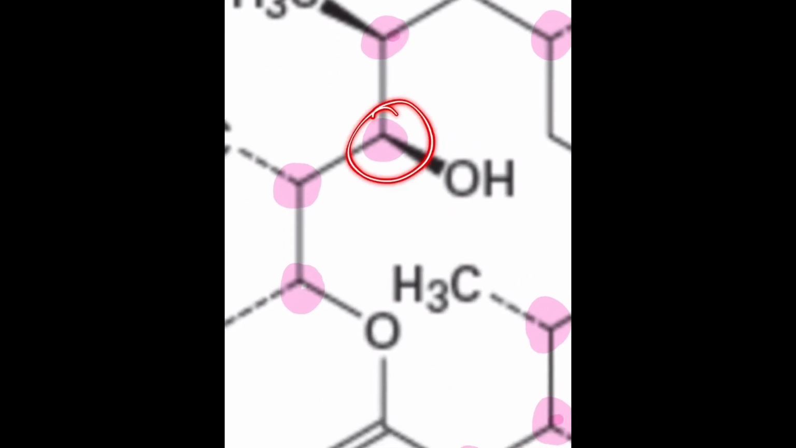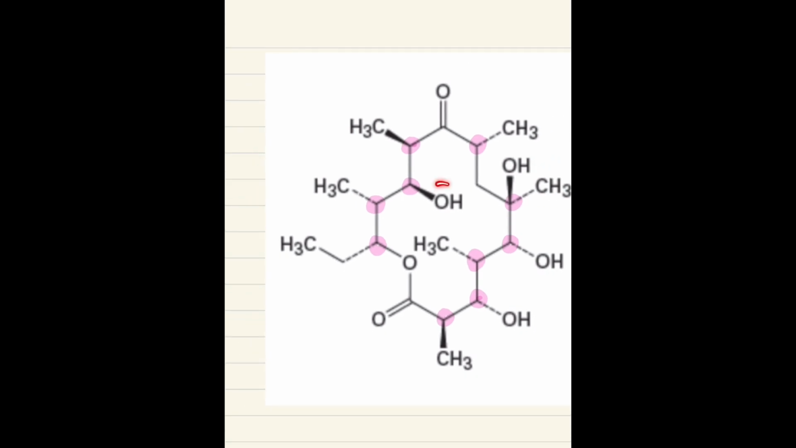All right, let's move on to this one. We have the OH. We have all of this. We have all of this, and we have a hydrogen. 4 different things, sp3, chiral. Let's move on to this one. We have that hydrogen. We have the CH3 group. We have this, and we have this attached. 4 different things, sp3, chiral.